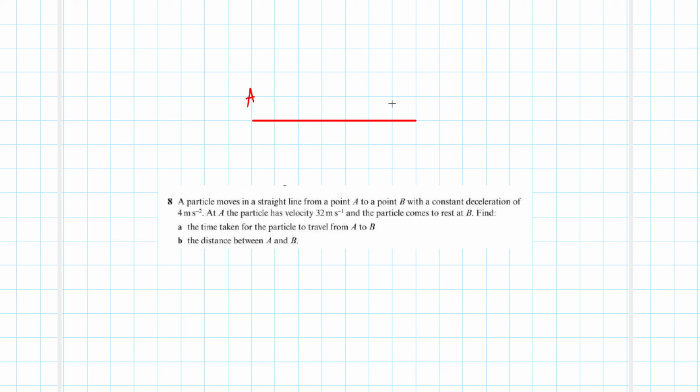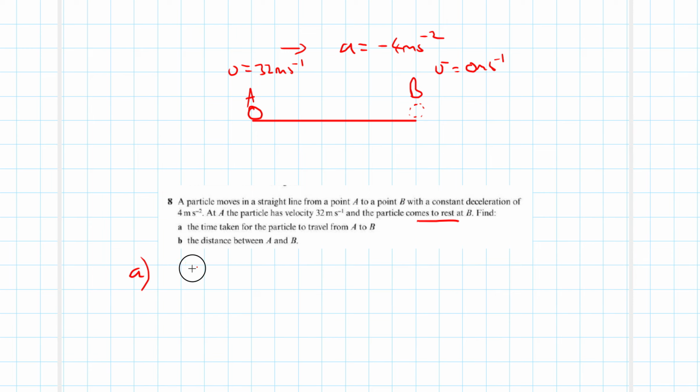So here, at this point A, this point B, there's the particle at A, and this will be the particle at B. So here we know we're going to take this direction as positive. We know that the acceleration is going to be minus 4 meters per second squared as it's decelerating. We know that the initial velocity is 32 meters per second, and we know that the final velocity is going to be 0, and this is because the particle comes to rest.